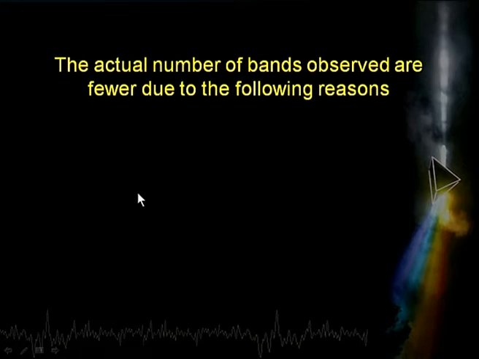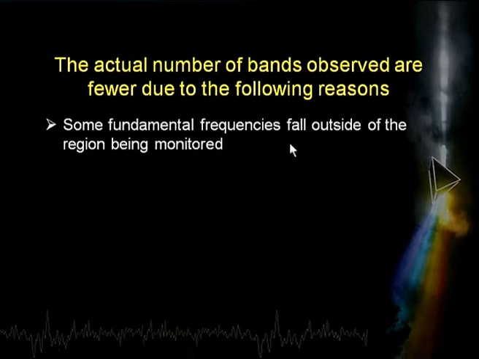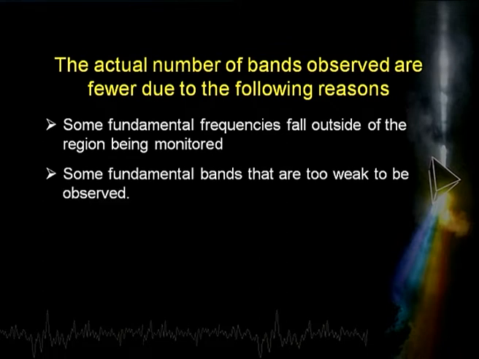The reasons are that some fundamental frequencies fall outside of the region being monitored, because what you are observing is from about 650 centimeter inverse to 4000 centimeter inverse. So, we may have fundamental vibration frequencies which are outside the range, we are not actually observing them, we do not see them in the spectrum there. That is one reason. Second possibility is some of the fundamental bands may be too weak to be observed. That means they are there, but the intensity is so small that we can't even see them, they get merged with the background.